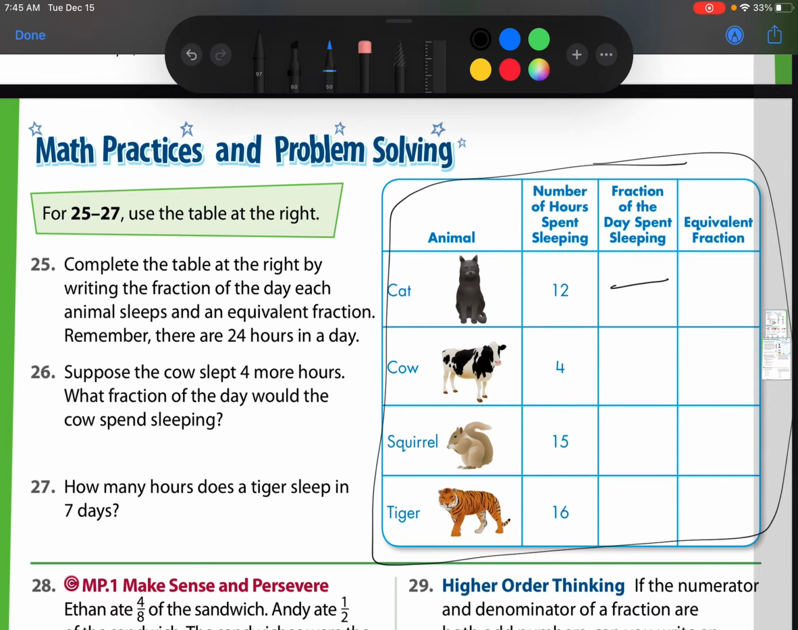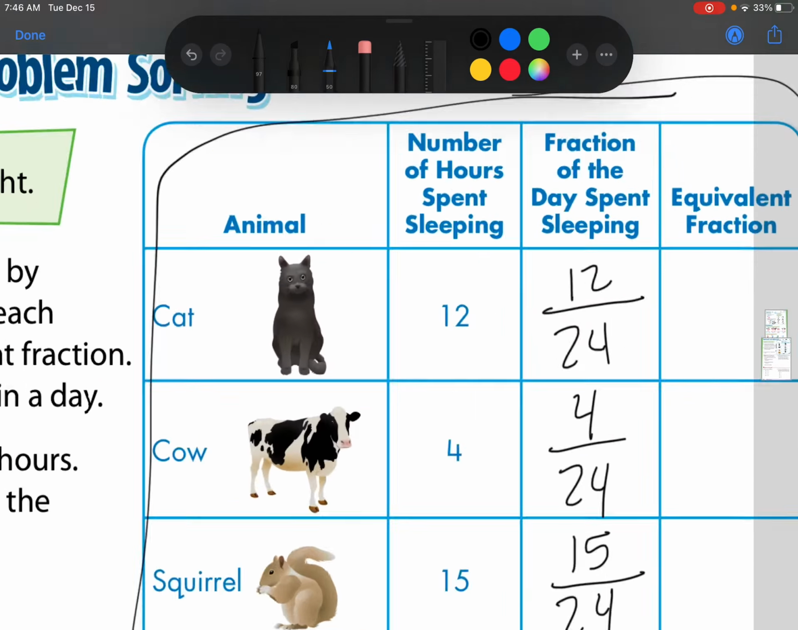So that total is always that denominator. It's always that bottom number, because that's how many parts, or in this case, how many hours we need to make a total, or in this case, how many hours we need to make a full day. So we have 12 24ths, we have 4 24ths, 15 24ths, and 16 24ths. Now I need these equivalent fractions.